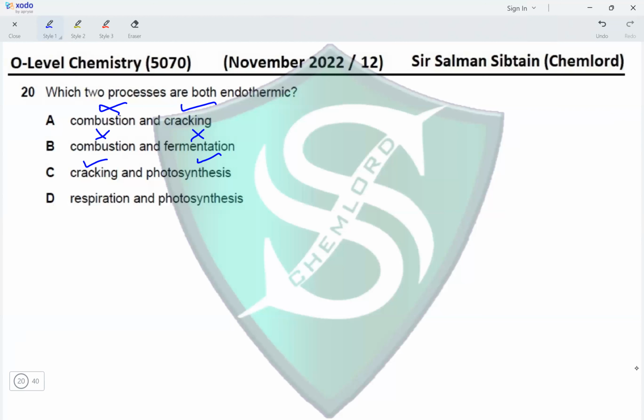Let's look at option D. Respiration. Respiration is an exothermic process and photosynthesis is an endothermic process. So one is correct and one is wrong, making option C the correct option for this question.